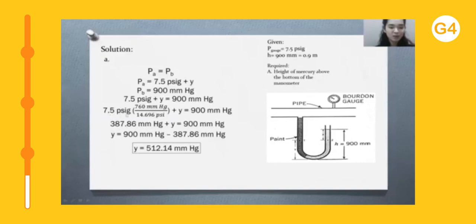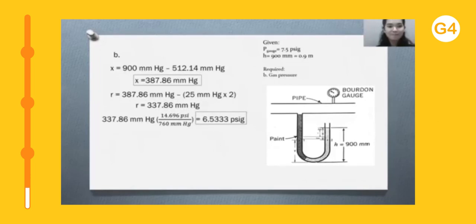Converting 7.5 psig to mmHg, we get 387.86 mmHg plus Y equals 900 mmHg. Transposing Y to the other side to get the height, we have 900 mm mercury minus 387.86 mm mercury, we get 512.14 mm mercury as the height of mercury above the bottom of the manometer. For part B, we get a new height for the mercury level in the visible arm, which is 900 mm mercury minus 512.14 mm mercury, we get 387.86 mmHg.